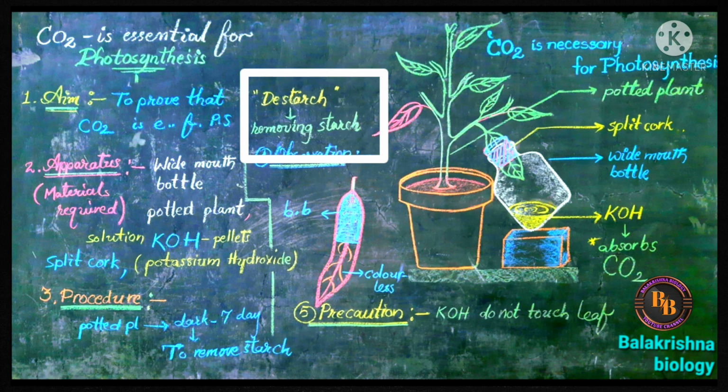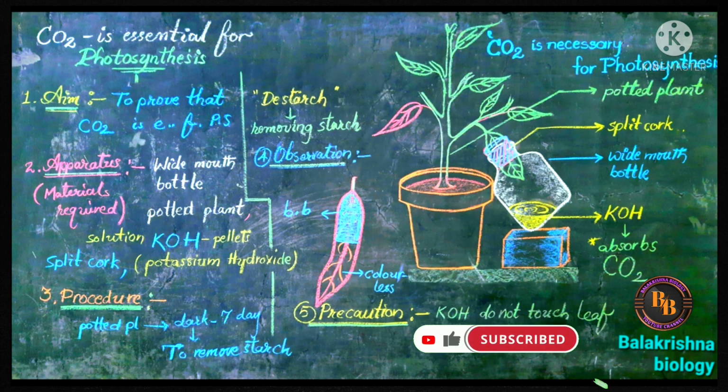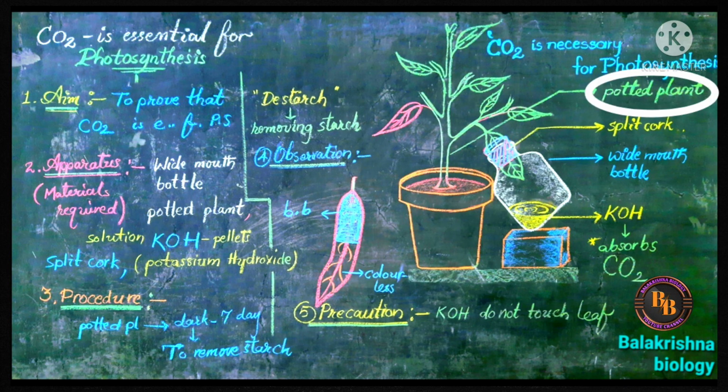So for destarching, to remove starch from the leaves, we have to keep the plant in the dark for 7 days. During these 7 days in that dark room there is no sunlight, so all the glucose or starch already produced by the plant will be exhausted, means removed, right?